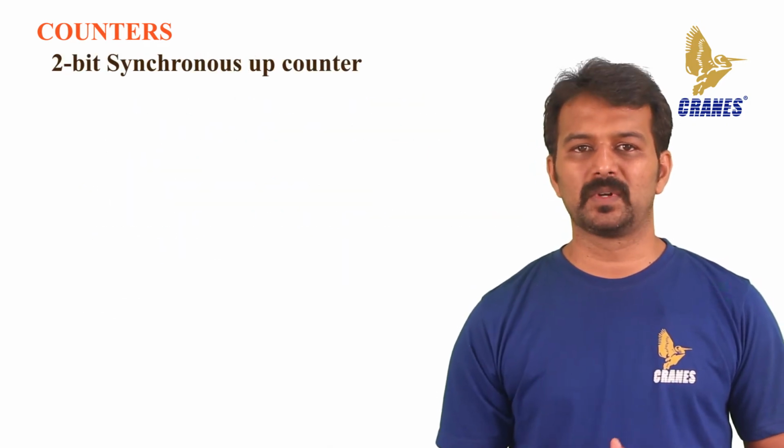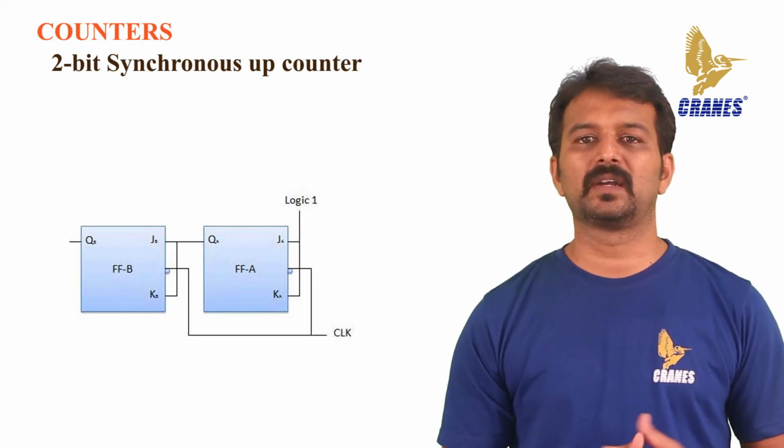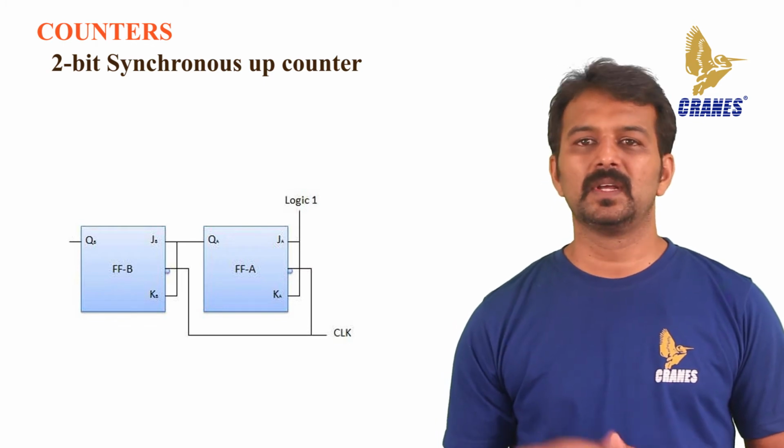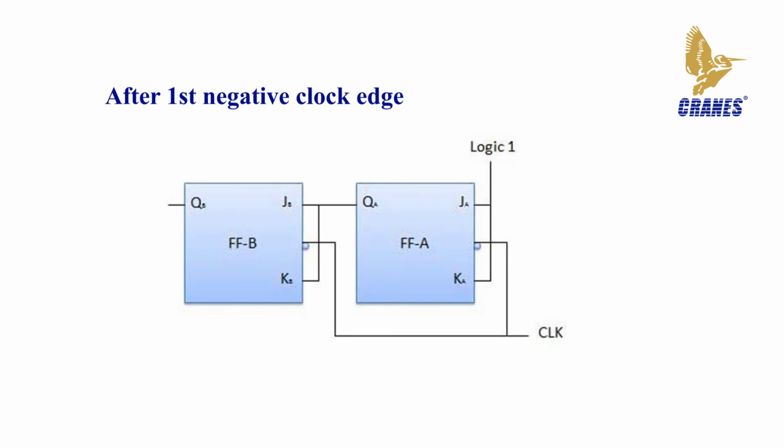2-bit synchronous up counter. The JA and KA inputs of FFA are tied to logic 1. So FFA will work as a toggle flip-flop. The JB and KB inputs are connected to QA. Initially, both the flip-flops will be in the reset state. That is, QB QA is equal to 0 initially.